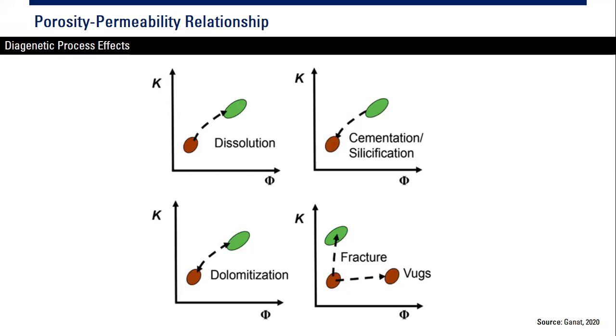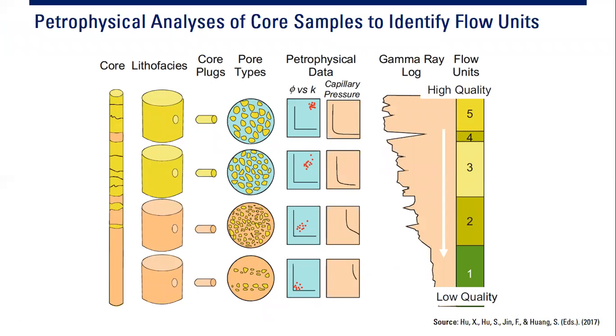As engineers, as geoscientists, we need to understand what happened in our reservoir. Is there any diagenetic process that occurred in this reservoir? This is the petrophysical analysis of core samples to identify flow units. This is another depiction of the poro-perm relationship.